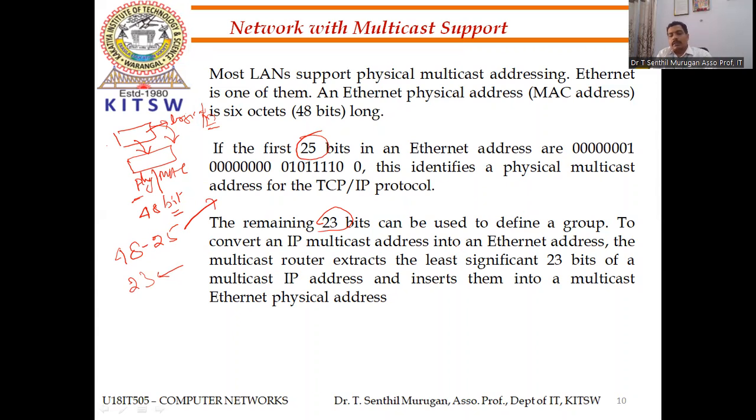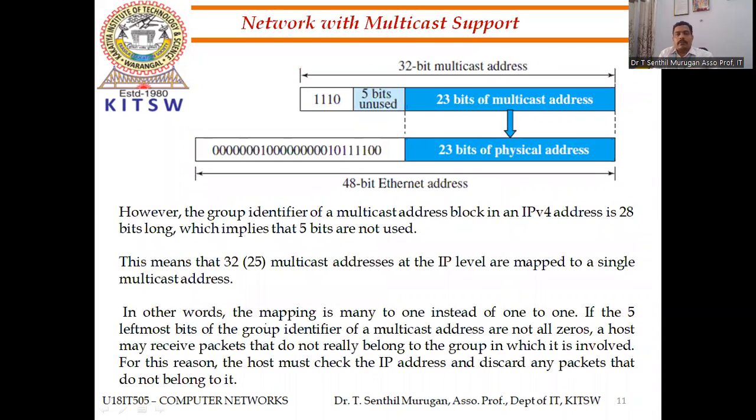How can we convert this multicast IP address into a MAC or physical address? That we will discuss in this slide. You can see here, this 4 bit prefix represents multicasting, this 5 bit is unused, and the remaining 23 bits are taken from the multicast address.